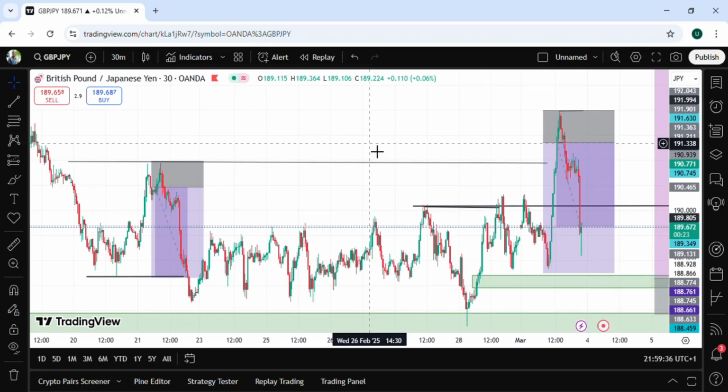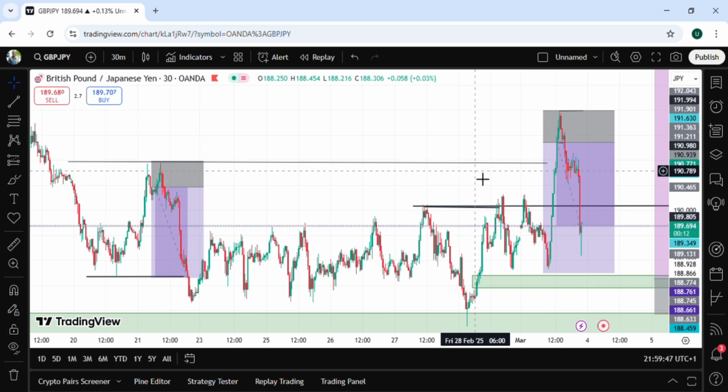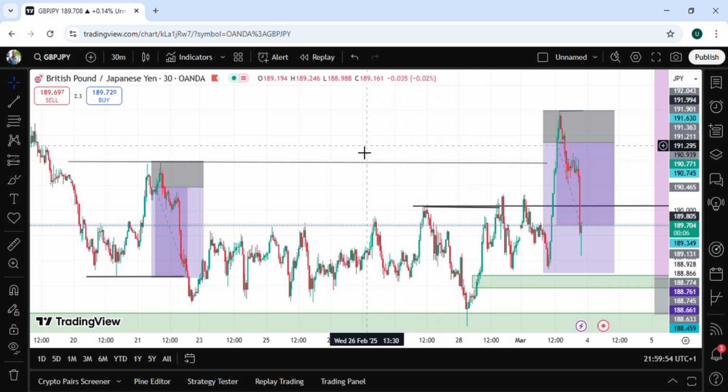Hi guys, this is Zuko here again, and I just took this trade on GBPJPY, and it's really making some good progress so far. But I want to show you guys why I took this trade, the idea behind this trade, so you understand what I was looking at before I took the trade.